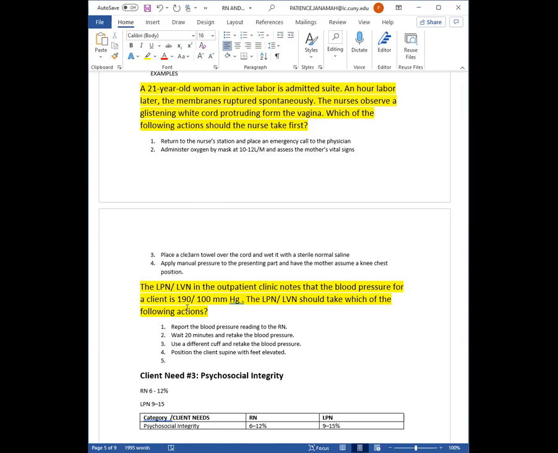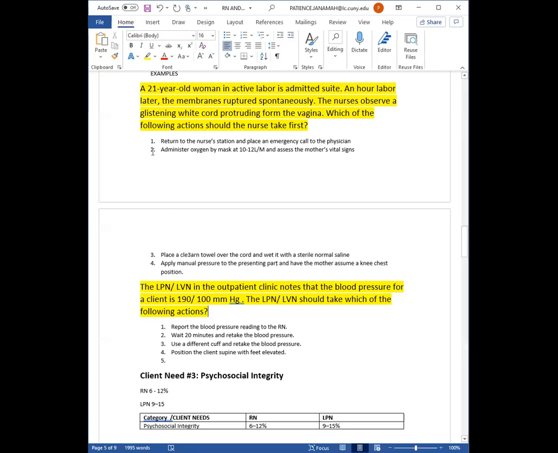The LPN or LVN in the outpatient clinic notes that the blood pressure for a client is 190/100. The LPN or LVN should take which of the following actions?